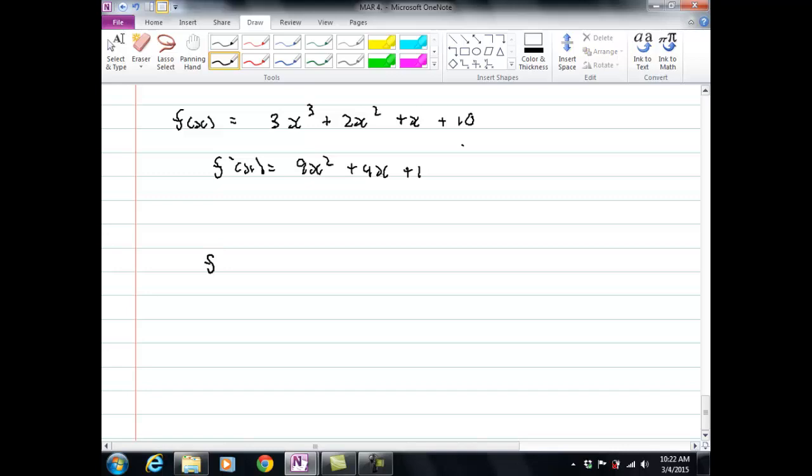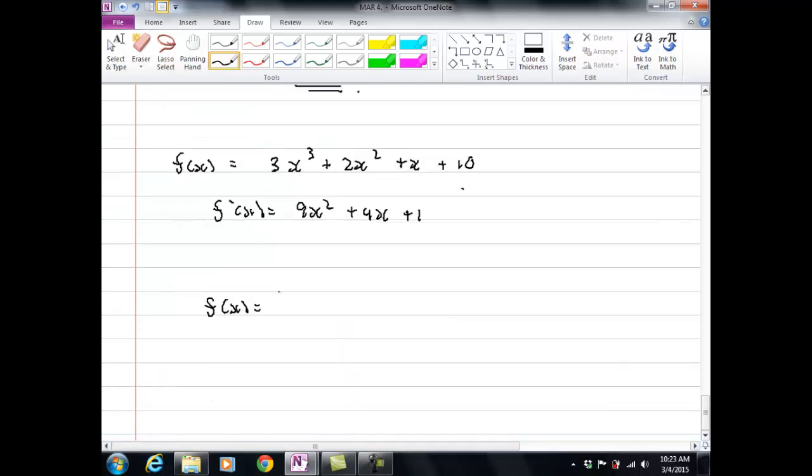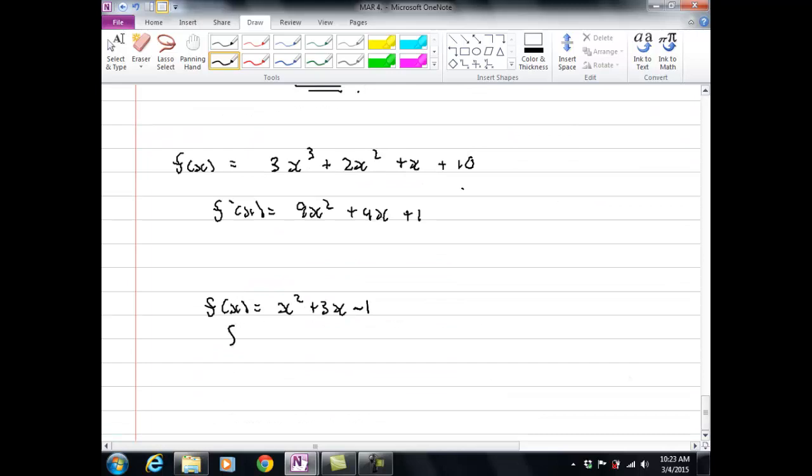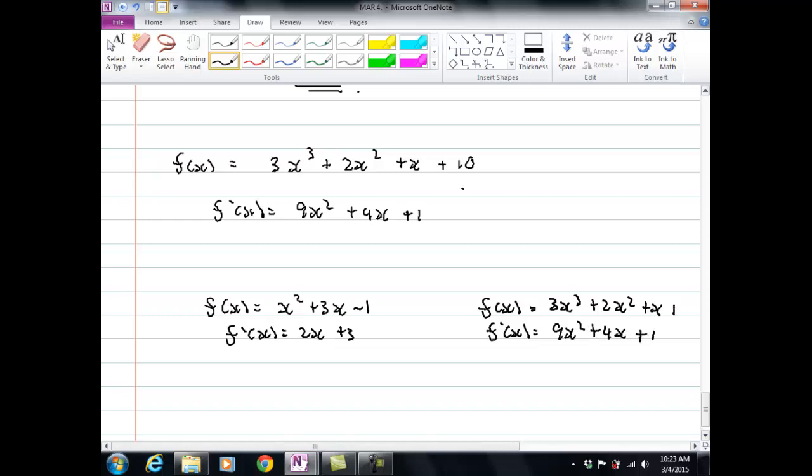The question was f of x equals, I'm going to start with my first one, x squared plus 3x minus 1. The answer for the f prime of that is 2x plus 3. f of x equals 3x cubed plus 2x squared plus x plus 10. The answer to that was 9x squared plus 4x plus 1.